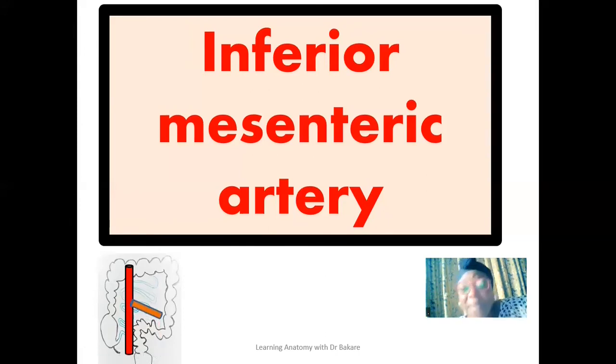And this inferior mesenteric artery supplies sub-regions of the large intestine, and this includes the left 1/3 of the transverse colon, the descending colon, sigmoid colon, the rectum, and also the anal canal. So this lecture will be unfolding the different branches that supply the different regions as we have highlighted.